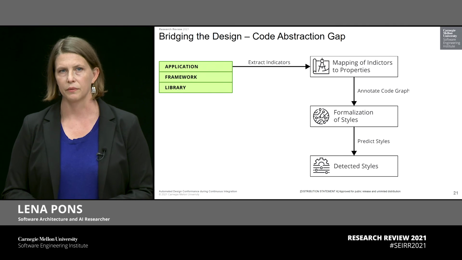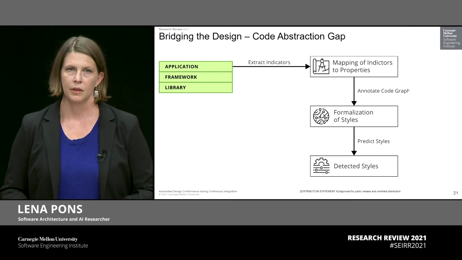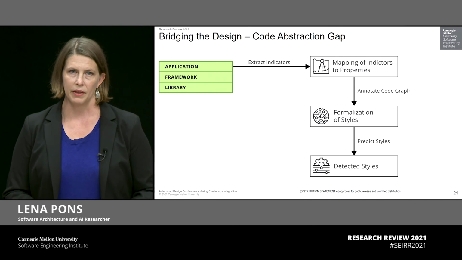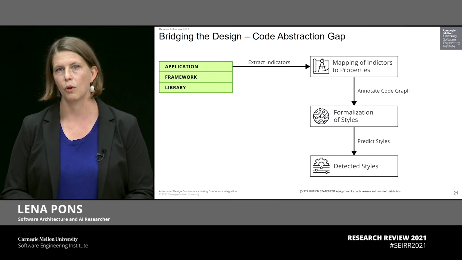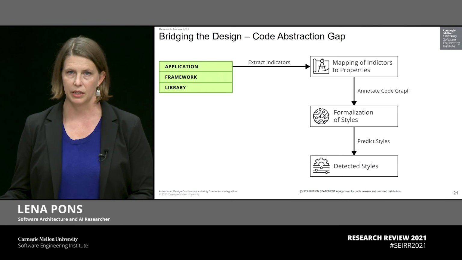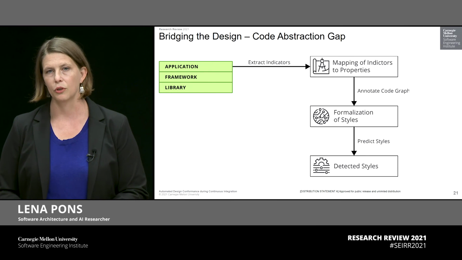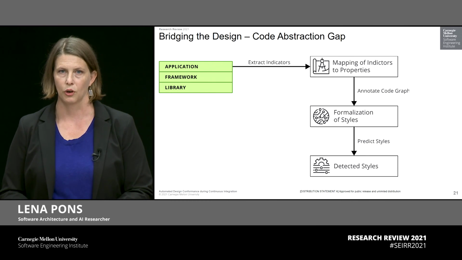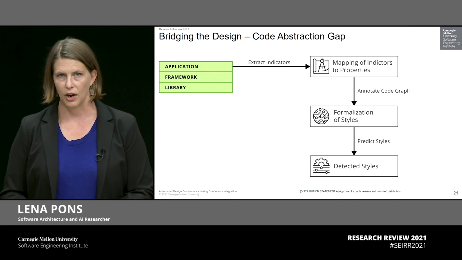And extending even further, we see that pulling all of these things together allows us to really bridge that design code abstraction gap. So we will develop methods that will allow us to extract the indicators from multiple different layers in the stack. We'll have built a background mapping of those indicators to the properties that are key to characterizing the software styles. We'll pull everything into a common data representation, and then we'll use those formalized definitions that we've developed for communication styles to now predict multiple styles from a single code graph.